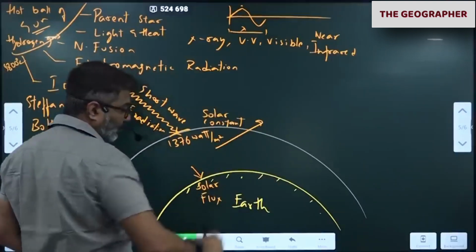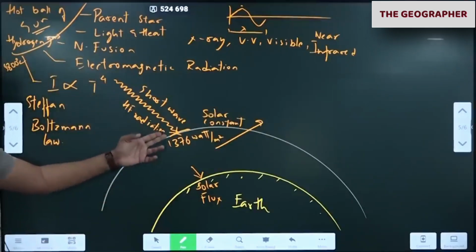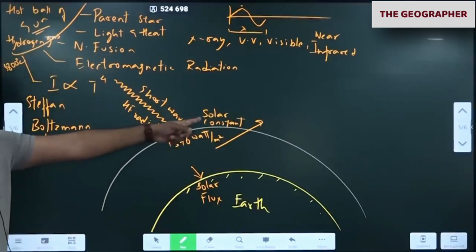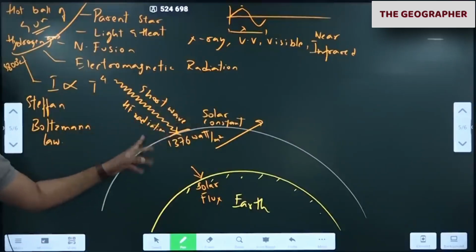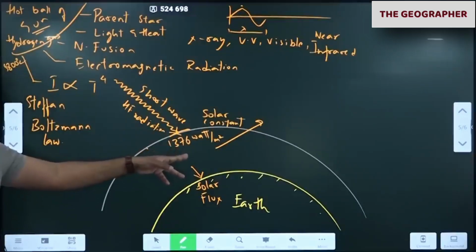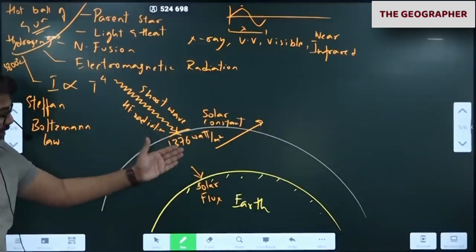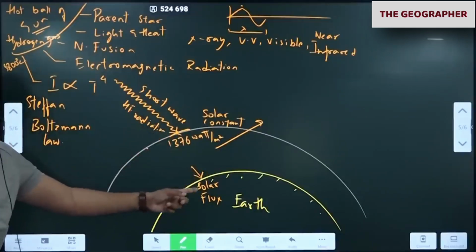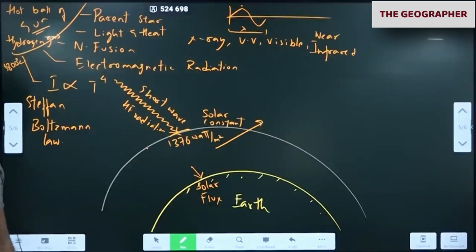Solar flux. So please understand this. The amount of energy reaching on top of the atmosphere remains the same every day. 1376 watt. If you can't remember this, remember 1400. After reaching on top, it has to enter the atmosphere. It slowly enters our atmosphere. Here, only some portion of it is reaching the surface. That is called solar flux.